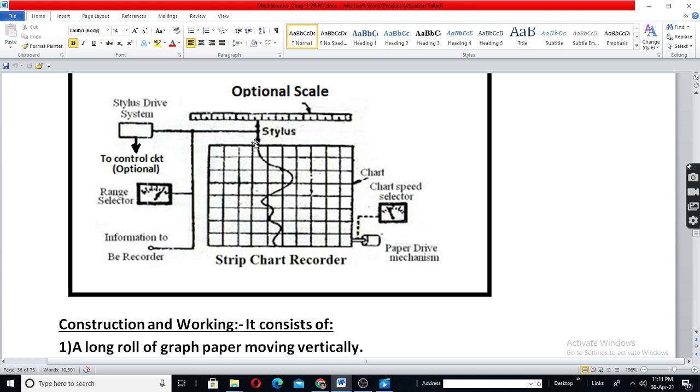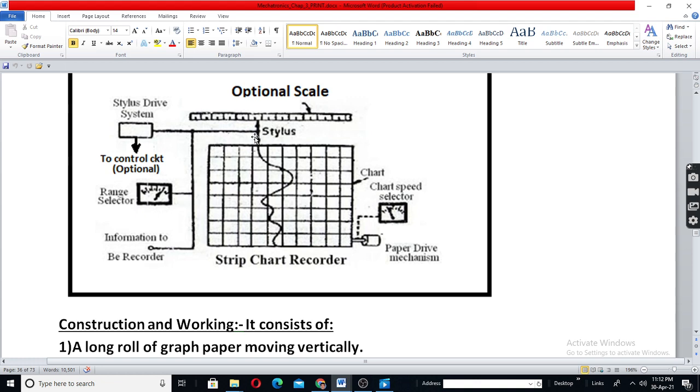And this is called a pen or stylus. That is driven by another motor, or usually a motor only, or anything that moves this. This will rotate. So paper will be moving at a constant speed, depending upon the speed selector that we will see later. So this will be moving. Now this will give the value.